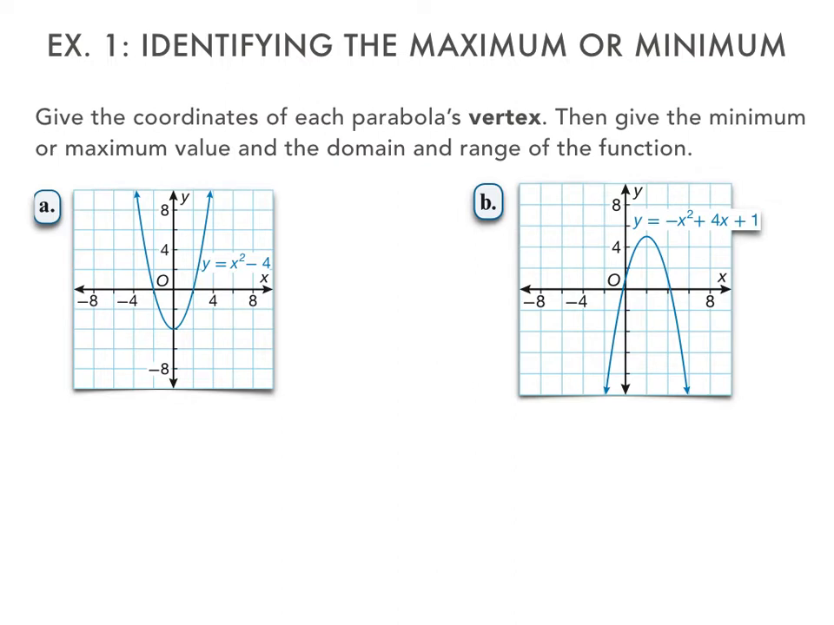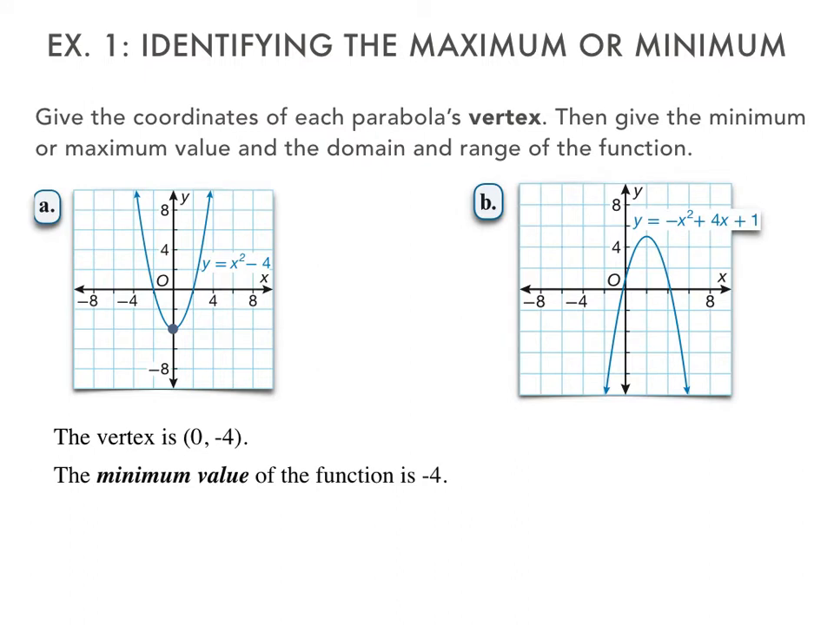Here we have two parabolas that are graphed. We're asked to give the coordinates of the vertex, give the minimum or maximum value, and then state the domain and range. In example A, we have a minimum value. Coordinates of the vertex are 0, -4. The minimum value is the y value of the vertex, -4.